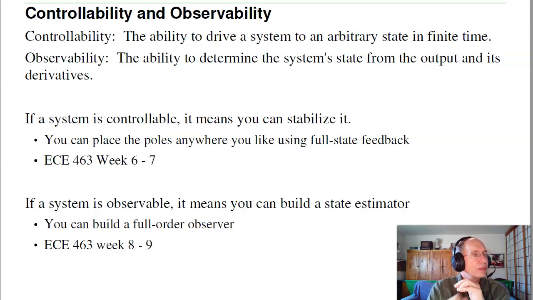So, week 6 to 7, we'll be looking at controllability. In the next couple lectures, we'll be looking at designing feedback controllers to place the poles wherever you want. That's called full state feedback. That only works if the system is controllable. Observability will be used in weeks 8 through 9. It says if a system's observable and I can't measure all the states, I can estimate those states with a state estimator. To do that, we'll be building a full order observer. Again, that only works if the system is observable. So these two things we'll be using again very shortly.